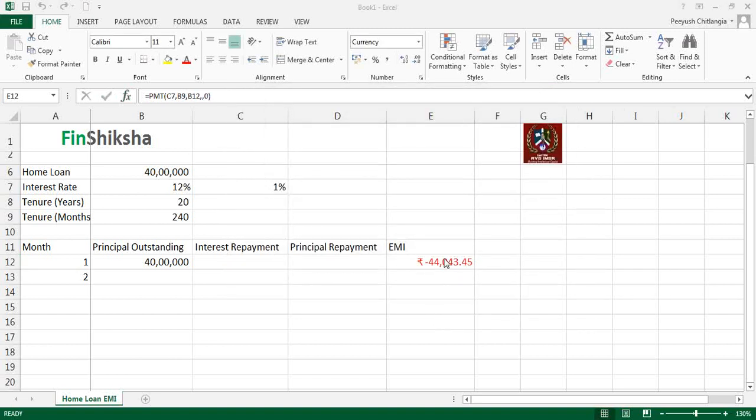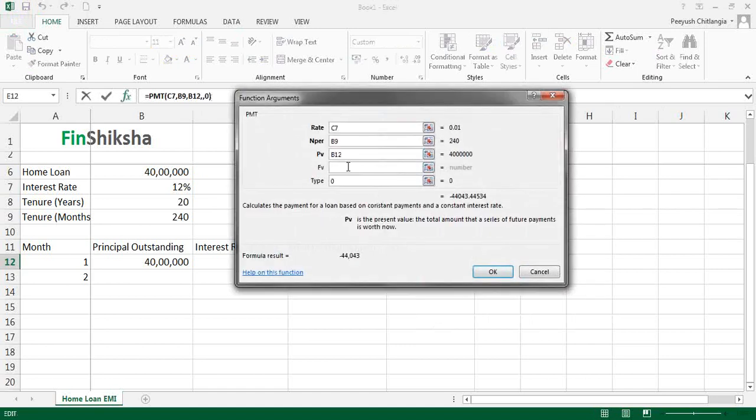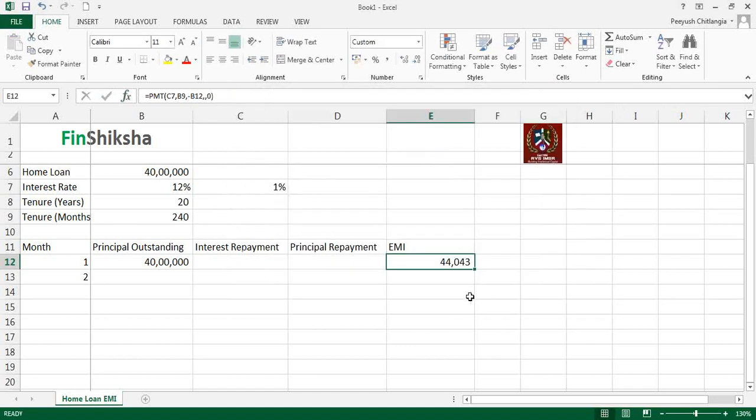If I press OK, I get a negative number here, right? Now, why is a negative number a problem? I need a positive number. It is a negative number because it assumes the direction of payment opposite as the principal. I have taken the loan and I'm paying the EMI, right? So the EMI number gets fixed based on that. We can fix up the EMI number as this. Now, let's say we want the EMI number to be positive. What will I do? In the function arguments, the present value has to be made negative, and you will see the EMI number will become positive.